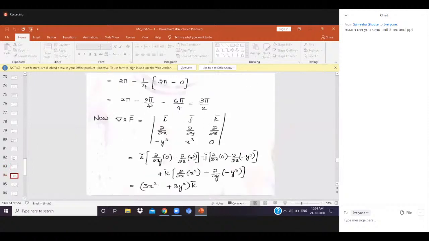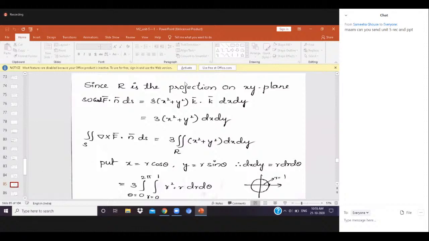For evaluating the other side, we need curl F bar. According to the definition of curl, it is the determinant of i j k, and evaluating we get the value as 3 of x square plus y square of k bar. Here we need to take the projection also, because a surface integral is there, and that projection we are taking on the xy plane. Then n bar, the unit outward drawn normal on the xy plane, is k bar, so curl F bar dot n bar becomes 3 times x square plus y square dx dy.